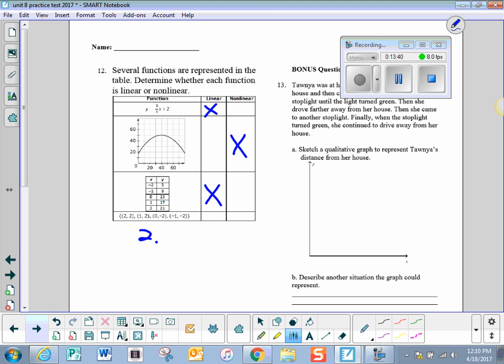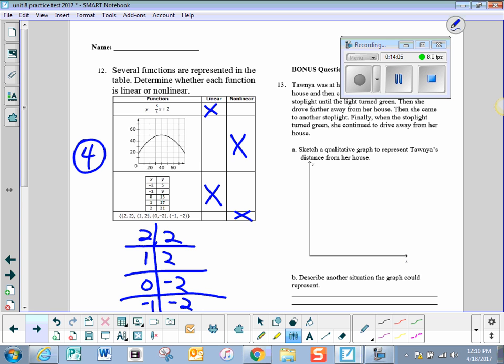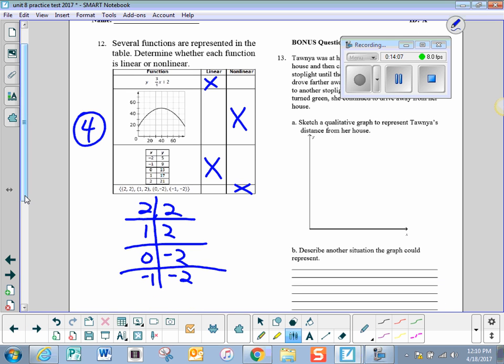Why is the last one not? If I make a table out of the ordered pairs, do they have a constant rate? This decreases at a constant rate, but this goes the same, so there's not a constant rate over here. So that's a no. Also, the input and output. Okay, and then the bonus, if this is time and distance from home, don't do it.